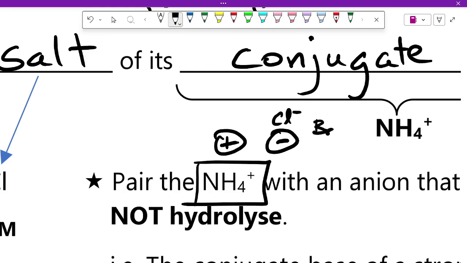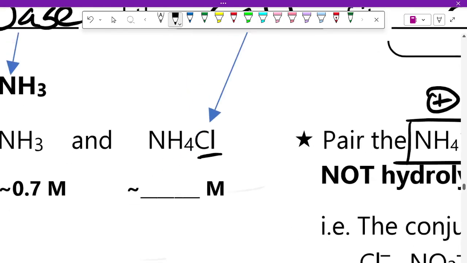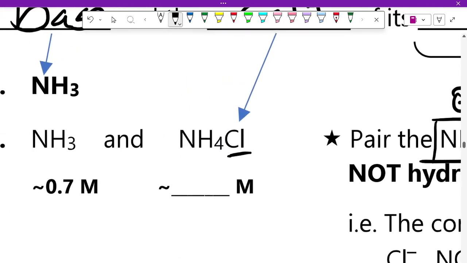Br? Anything else? NO3. Those are the big ones, right? Those are the most common ones that you'll come across. I mean, there's I as well, and then there's ClO4, but we're not going to worry about that. So in this case, I chose to put it with chloride, but you could easily put it with bromide or nitrate because they are the conjugate bases of strong acids. They will not hydrolyze. And now we have NH4Cl.